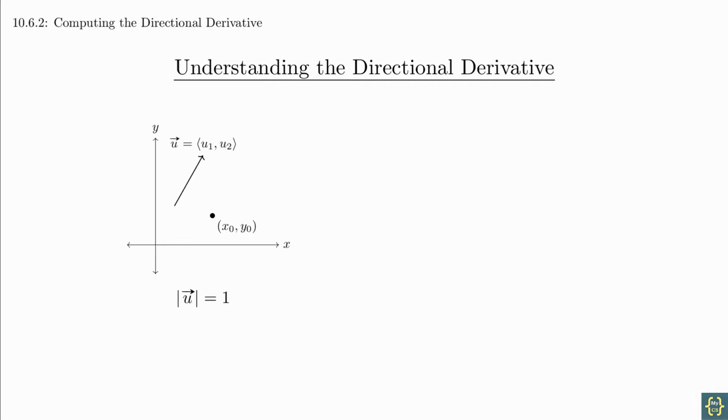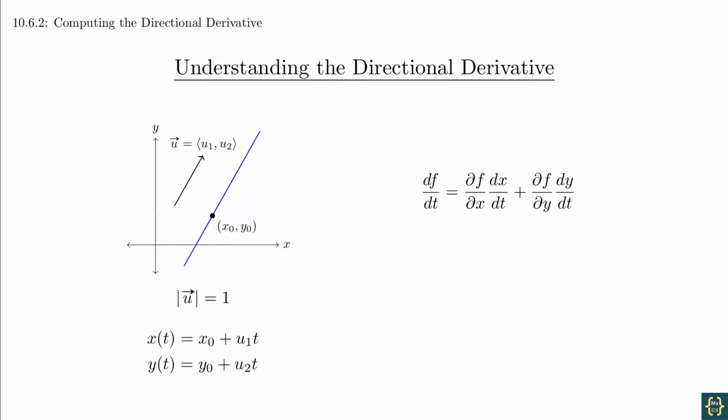Suppose we have a function f, and let's fix a specific point x0, y0 and a specific vector u1, u2. To get the directional derivative, we're going to focus on the line that passes through the point x0, y0 whose direction vector is u1, u2. Here's the parametric form of that line. Notice that we now have a situation where we can apply the chain rule. The function f depends on both x and y, and both x and y depend on t. Furthermore, the derivatives of x and y with respect to t just give us the constants u1 and u2, and this means we have a formula for df/dt.